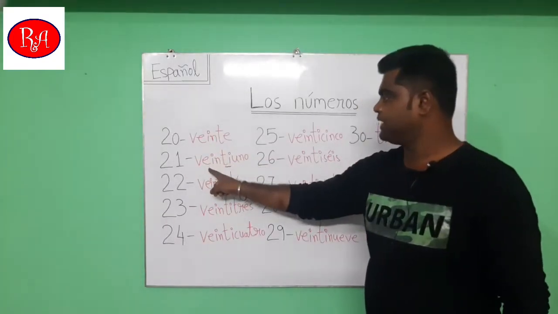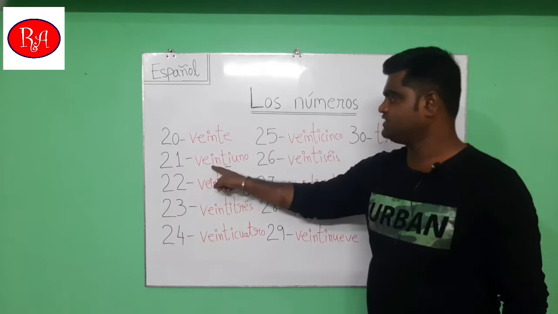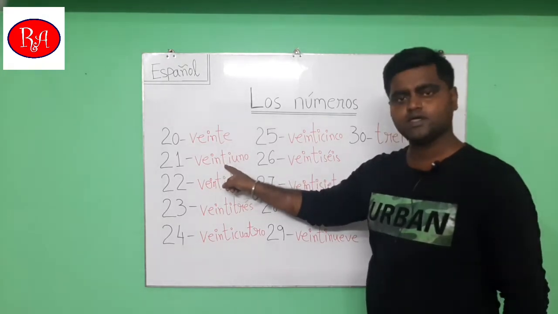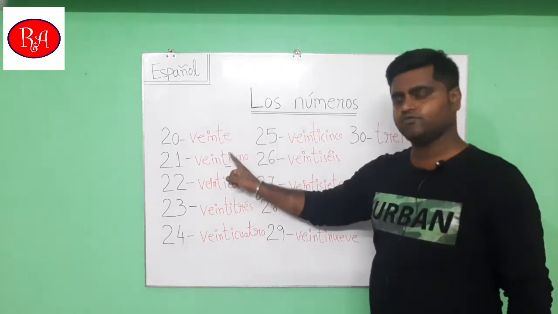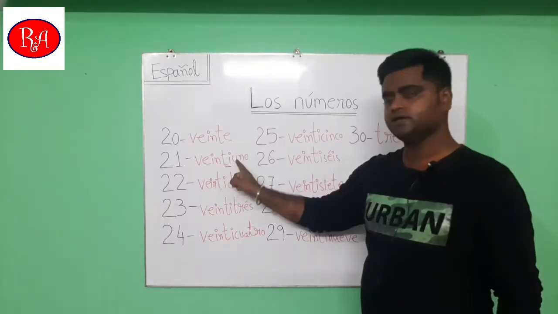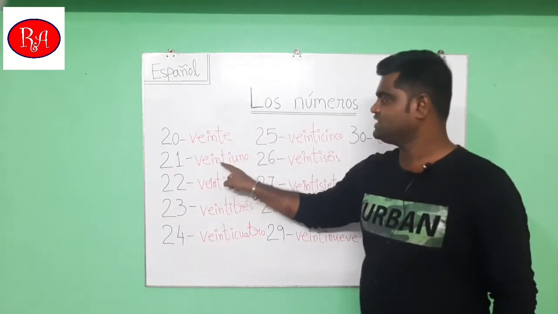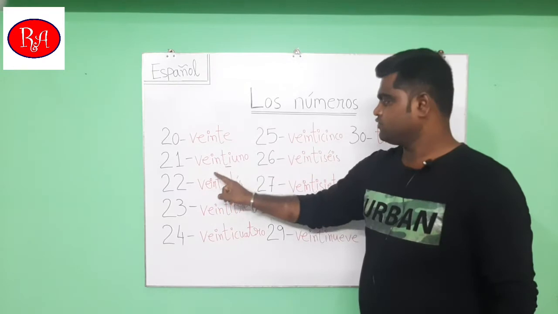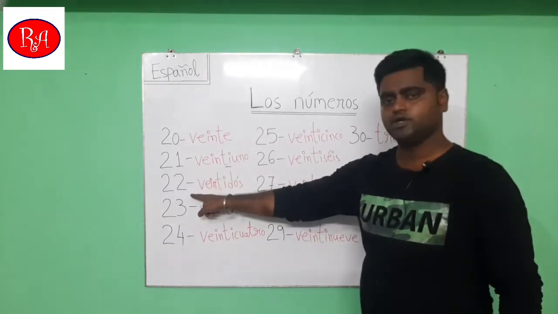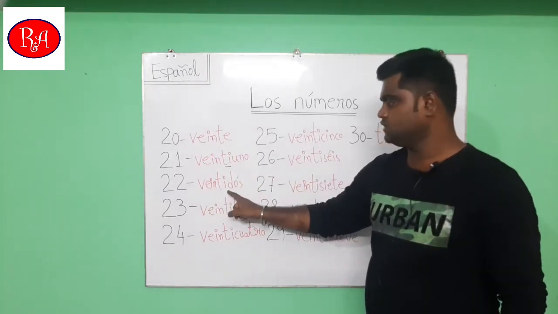Veintiuno, 21. Remember, it ends in T-I. Okay, remember, uno is one, so 21 is said together. It will be together, veintiuno, okay. Veintidós, that is 22.